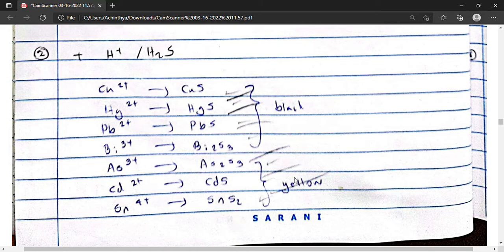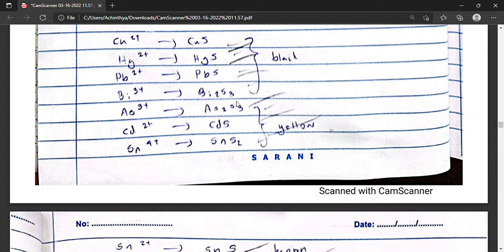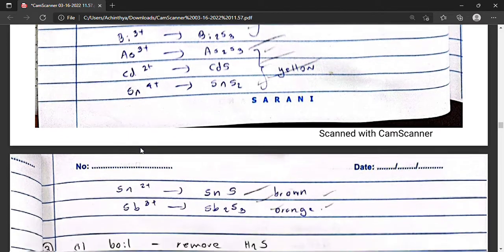These are yellow in color. If we were to observe a yellow precipitate, it could be either of these salts: arsenic sulfide, cadmium sulfide, or tin sulfide. Well, tin sulfide as in stannic sulfide, and thus we can identify that either the arsenic ion is present, or the cadmium ion, or the stannic ion is present. Now these two are easy.